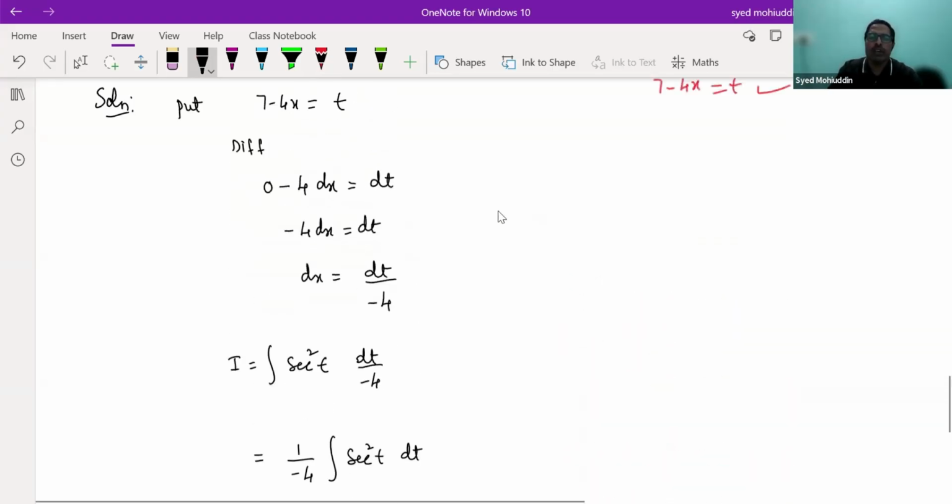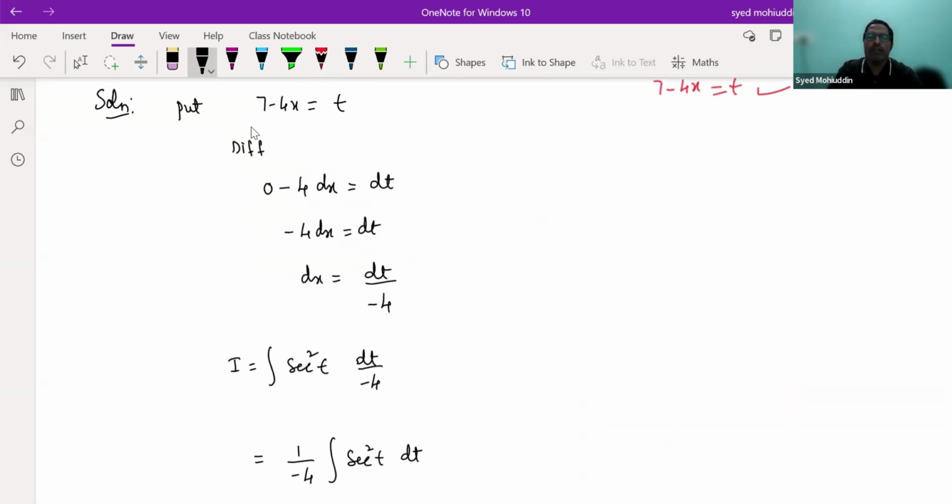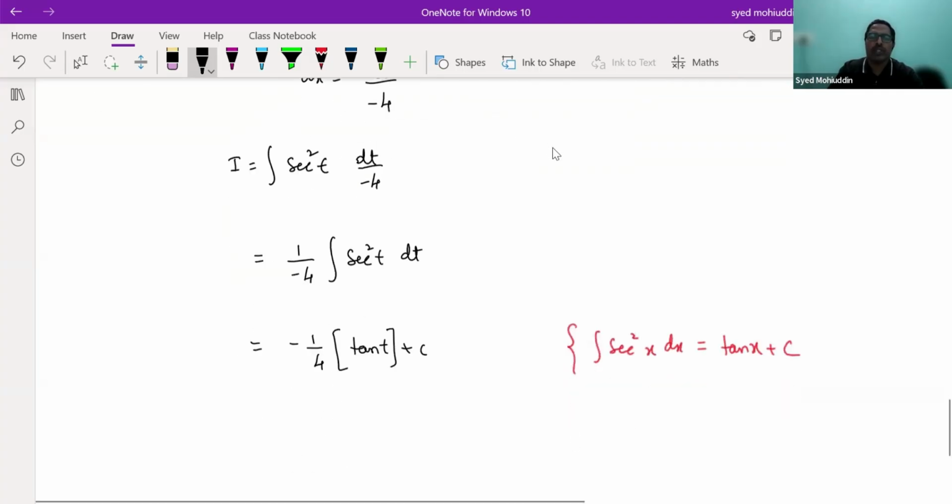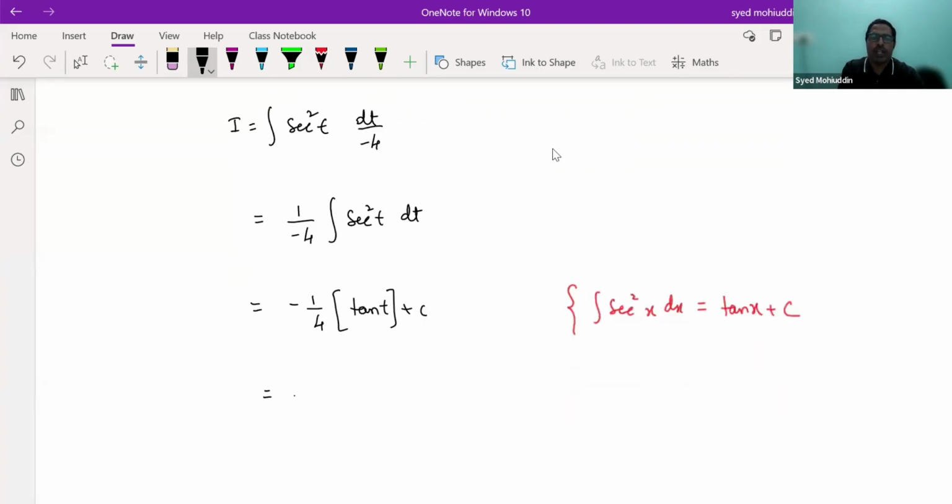But what's the value of t we have taken? The value of t that we have taken is 7 minus 4x. Hence, we will get minus 1 by 4 tan of 7 minus 4x plus the constant c. So that will be the required solution.